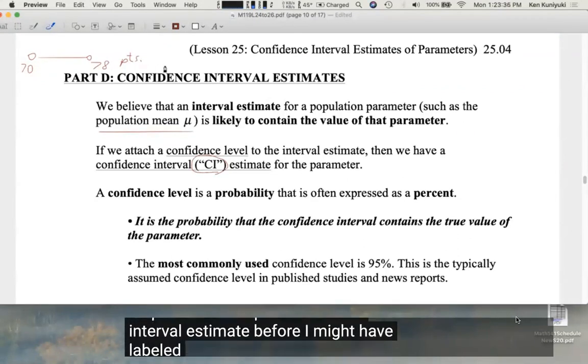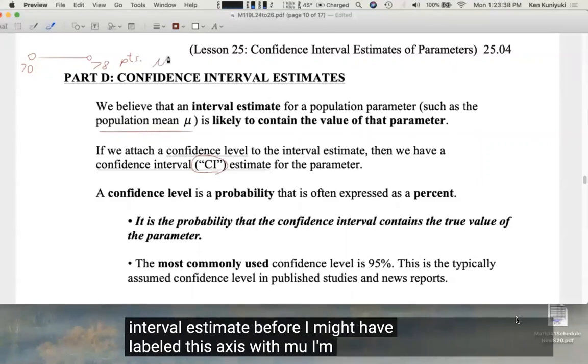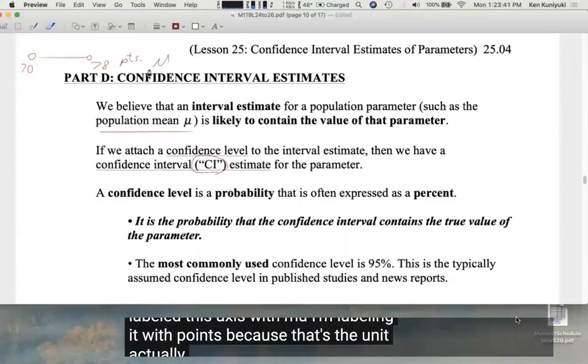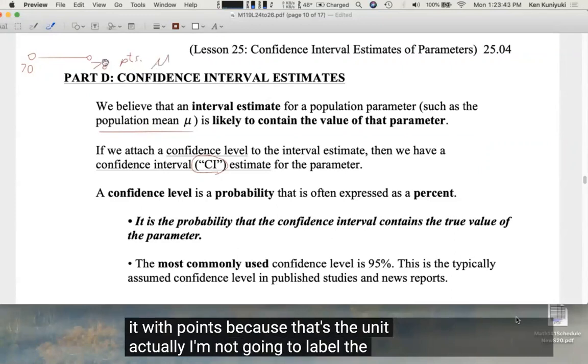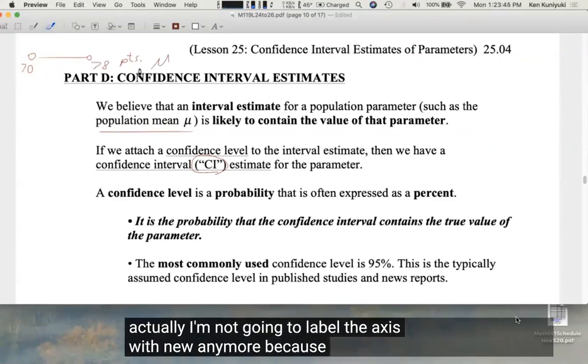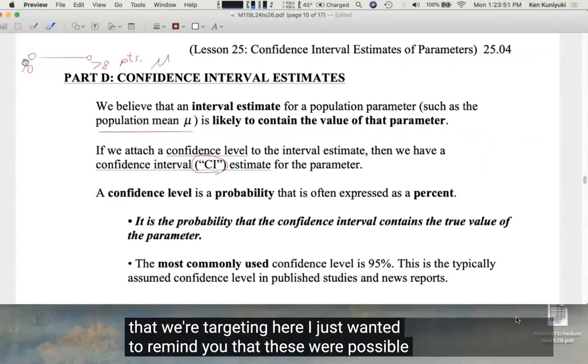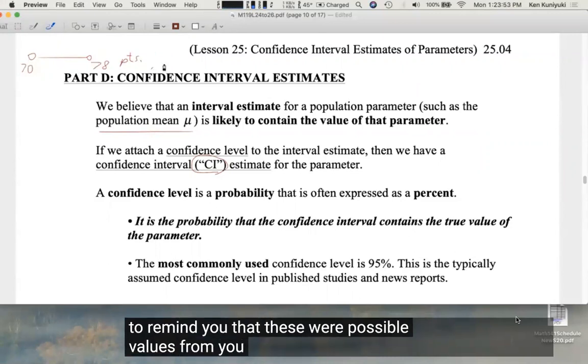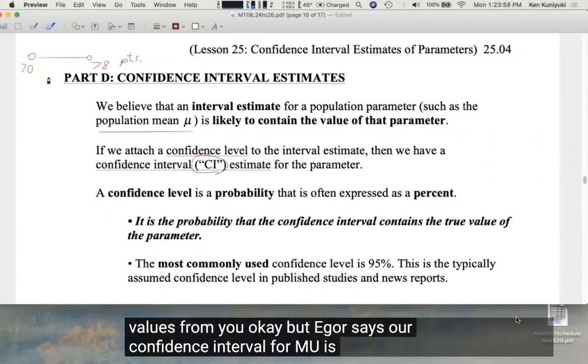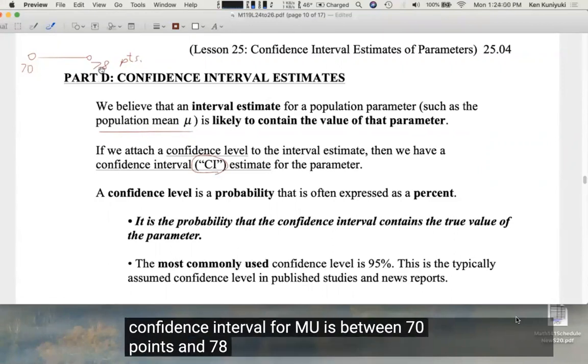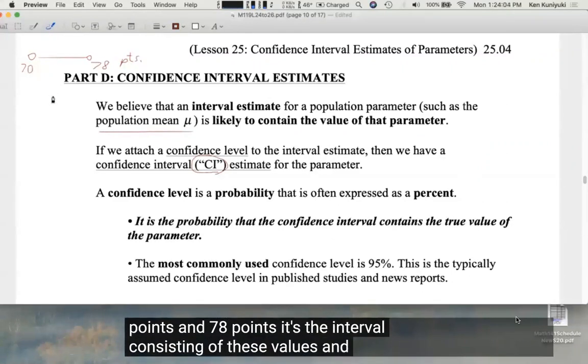Before, I might have labeled this axis with mu. I'm labeling it with points because that's the unit. Actually, I'm not going to label the axis with mu anymore because mu is a value that we're targeting. Here, I just wanted to remind you that these were possible values for mu. Okay, but Igor says our confidence interval for mu is between 70 points and 78 points. It's the interval consisting of these values.